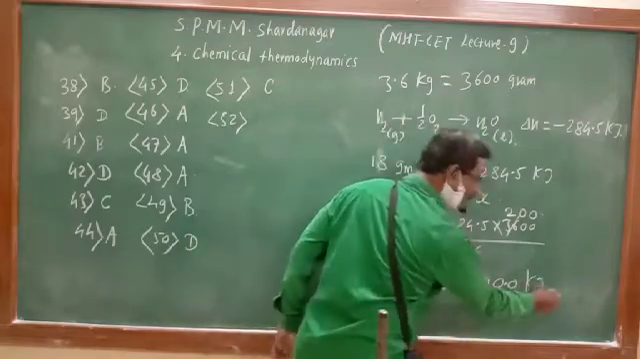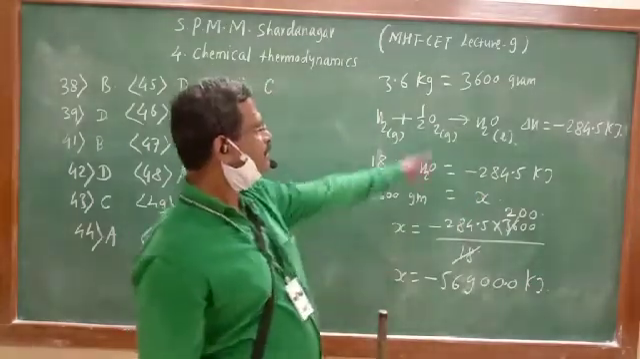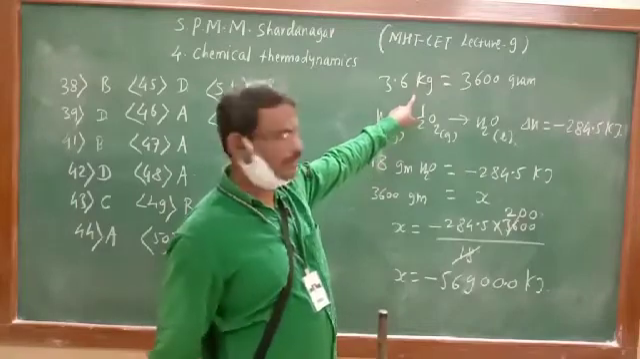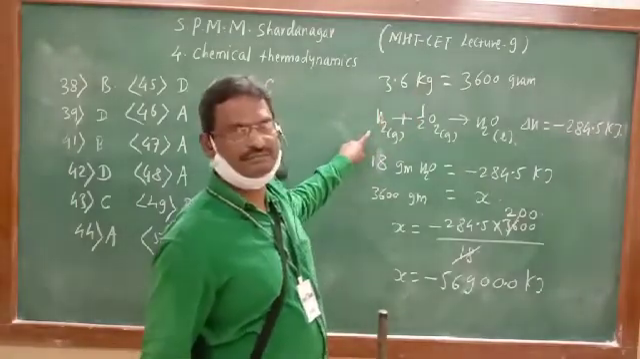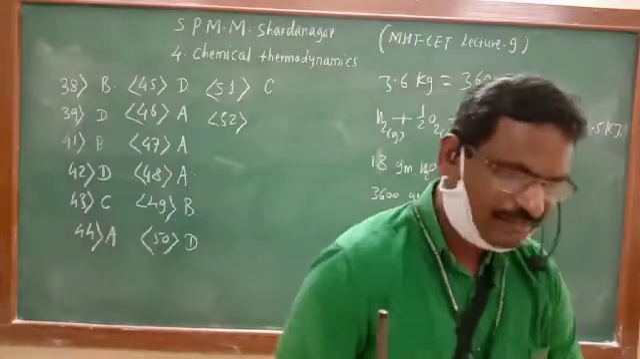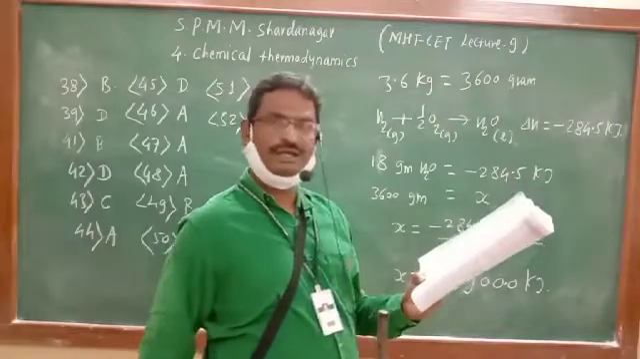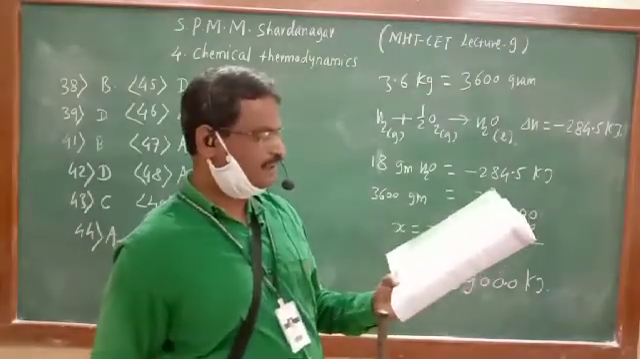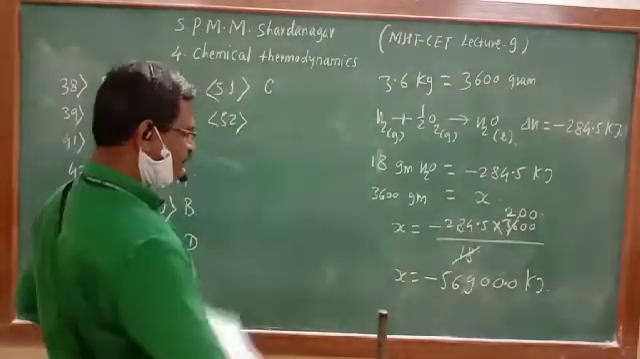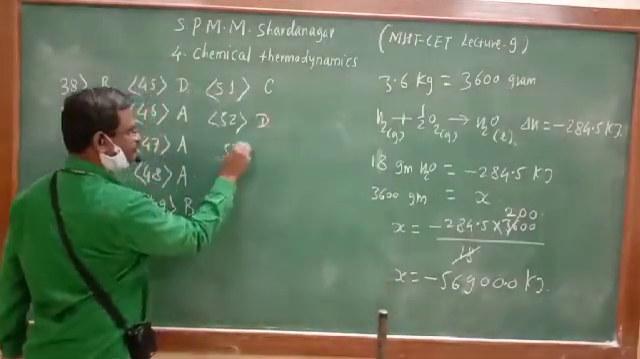Minus 56900 kilojoule is the enthalpy change whenever 3.6 kilogram of water is obtained by this reaction. Now see the options. They have given option A plus 284, B minus 284, C minus 5690 and D minus 56900. So option D is correct.